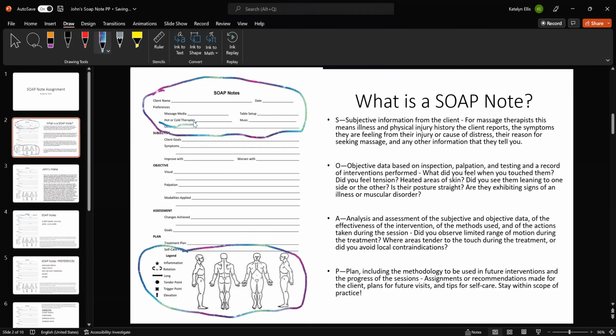Hot and cold therapies. You can include it in media as a tool, but here's a separate section for just that. Did you use hot stones? Did you use a hydrotherapy pack? Did you use a hydroculator? Did you use an ice pack? Did you use a frozen cup of water as a little ice cube tool to work on them? You would put all of that information here.